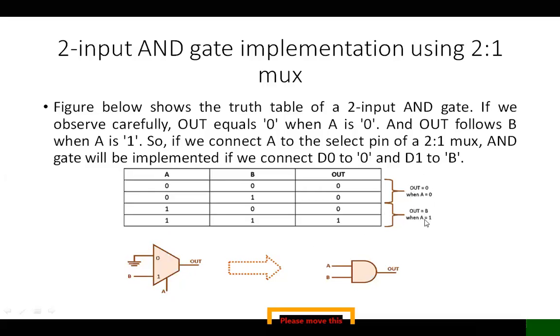The next case: when A is equal to 1, the output should be equal to B. This is how I implement the MUX for an AND gate. This is your normal symbol, A, B, and output, and if you use this also, it will function like an AND gate. Is that clear? Students, any doubts here?